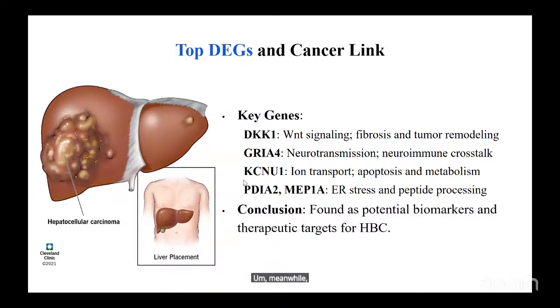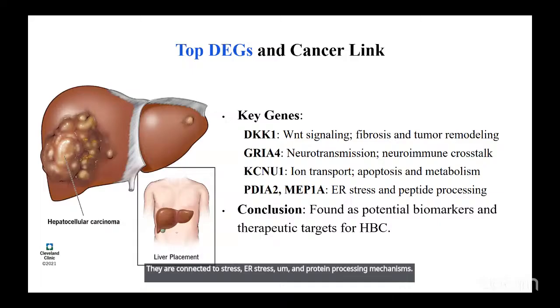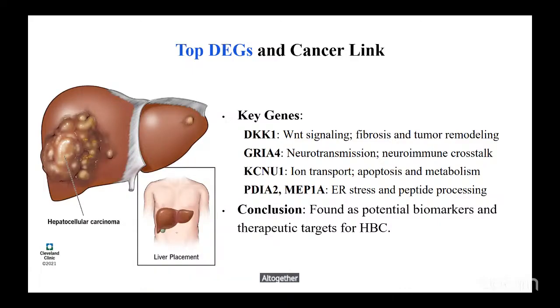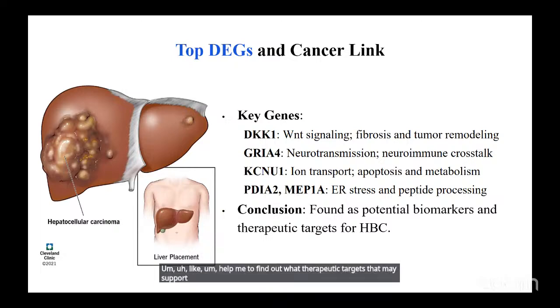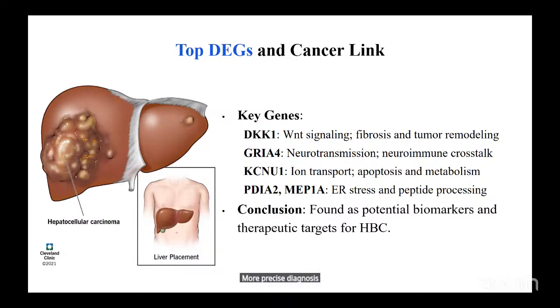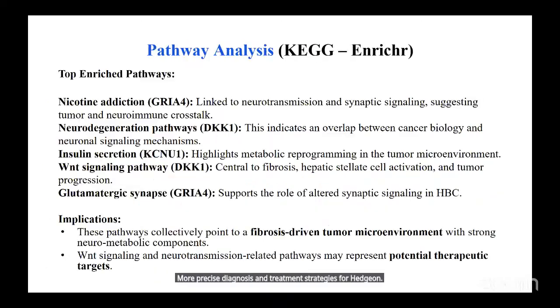Meanwhile, other genes like PDIA2 and MEP1A are connected to stress, ER stress, and protein processing mechanisms. Altogether, these genes represent potential biomarkers and helped me to find therapeutic targets that may support more precise diagnosis and treatment strategies for HPC.